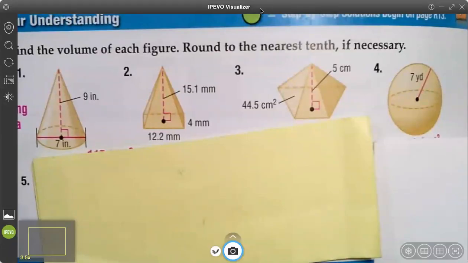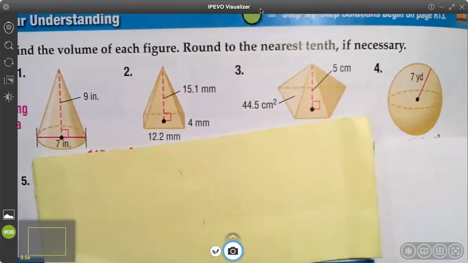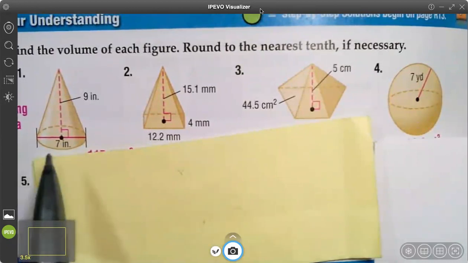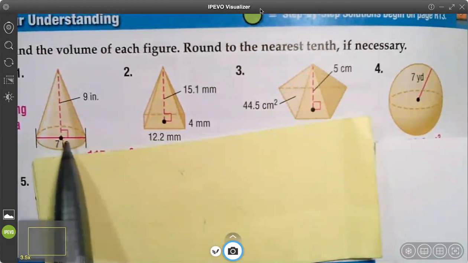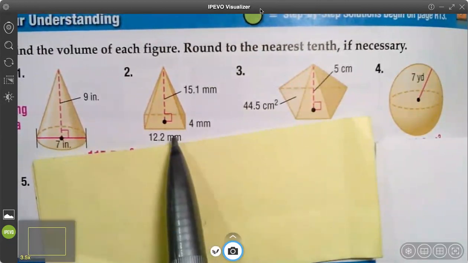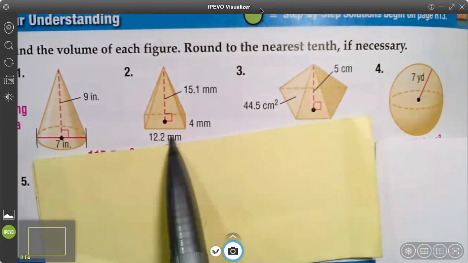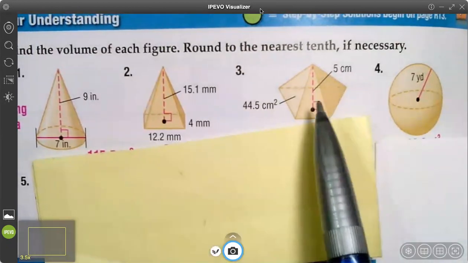All right, let's mix them up. We're going to do them one at a time, but I'm going to go ahead and show you the pictures because I'm not going to put the pictures back up each time. First, we're going to do a cone. Notice it gives me the diameter all the way across. I need the radius, so I'm going to have to cut that 7.5 and get 3.5. Here it gives me a rectangular pyramid. 12.2 and 4 is my base, and the height is 15.1.